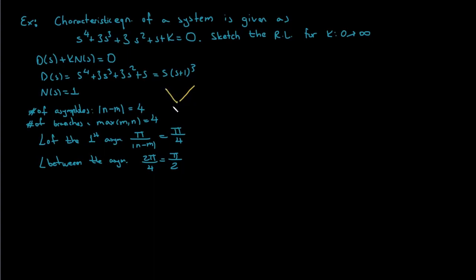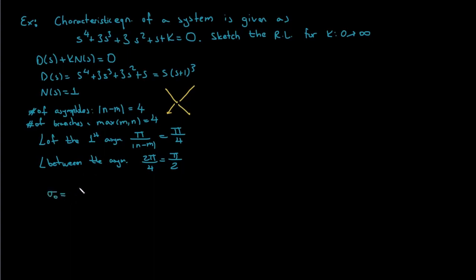The angle between the second and third one is equal to pi over 2, and the third and last one will be pi over 2. So that will be the picture. But we don't know where this is going to happen. We need to find the intersection of the asymptotes, right? So let me do that.